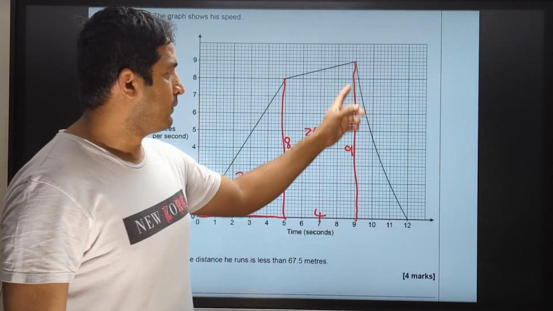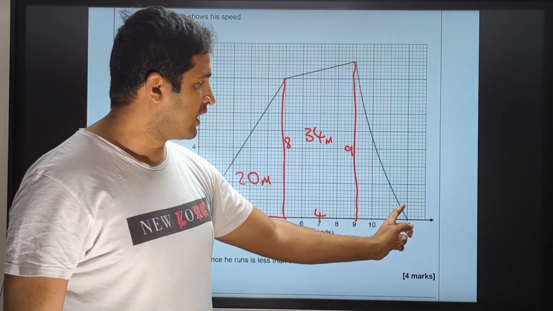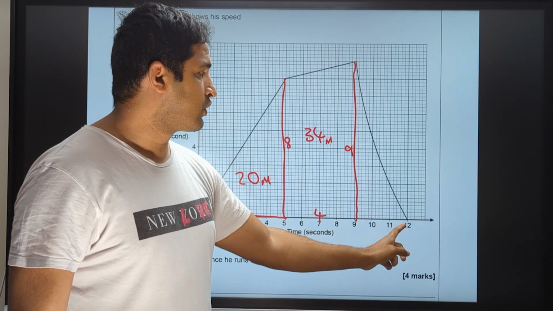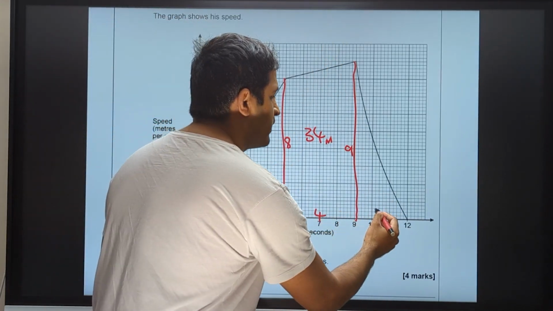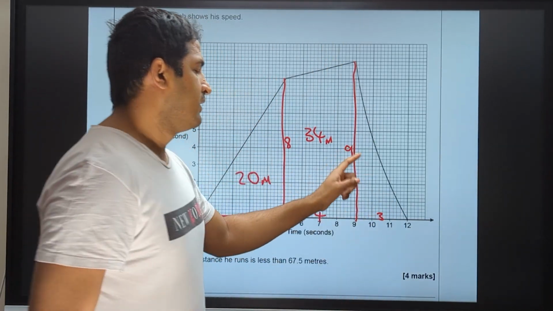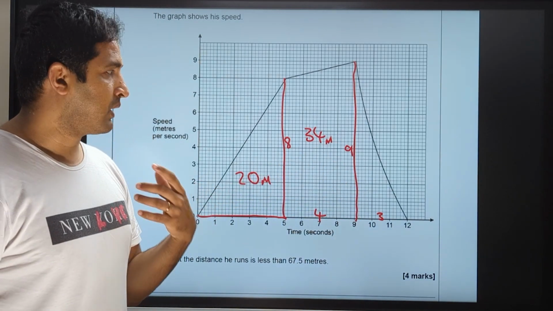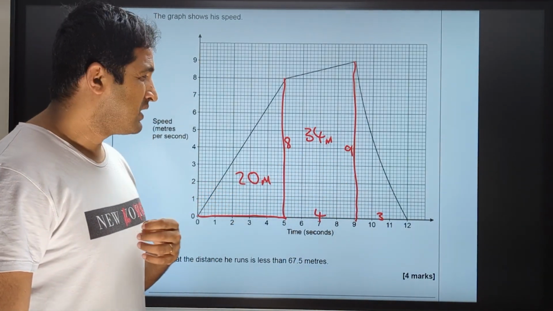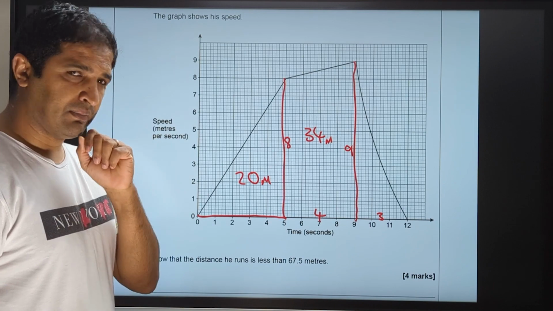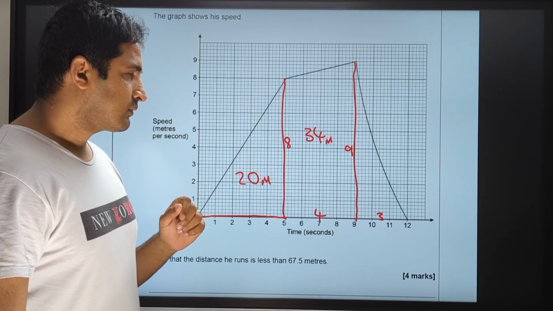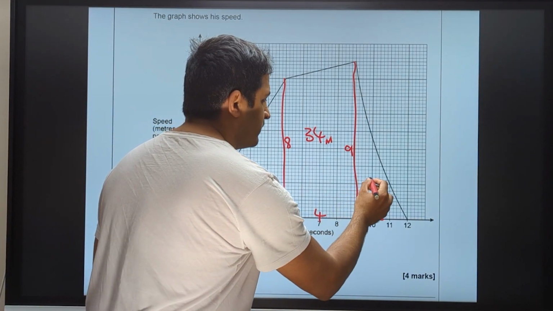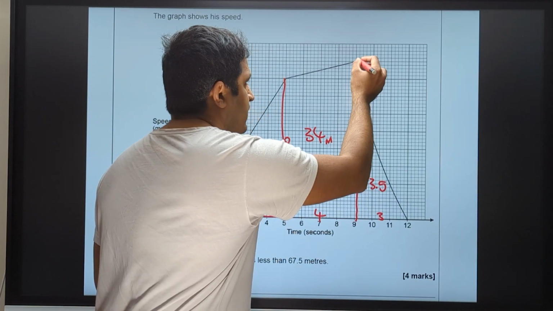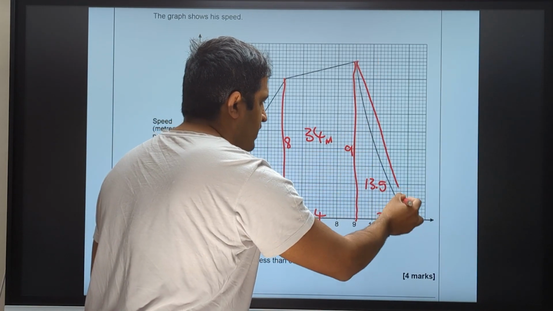And then the last one we can only estimate because this is a curve. So we can estimate using a triangle. Okay, so the triangle would have the length 3, height 9. So 9 times 3 is 27. 27 divided by 2 is 13.5. And that gives you the area of this triangle here.